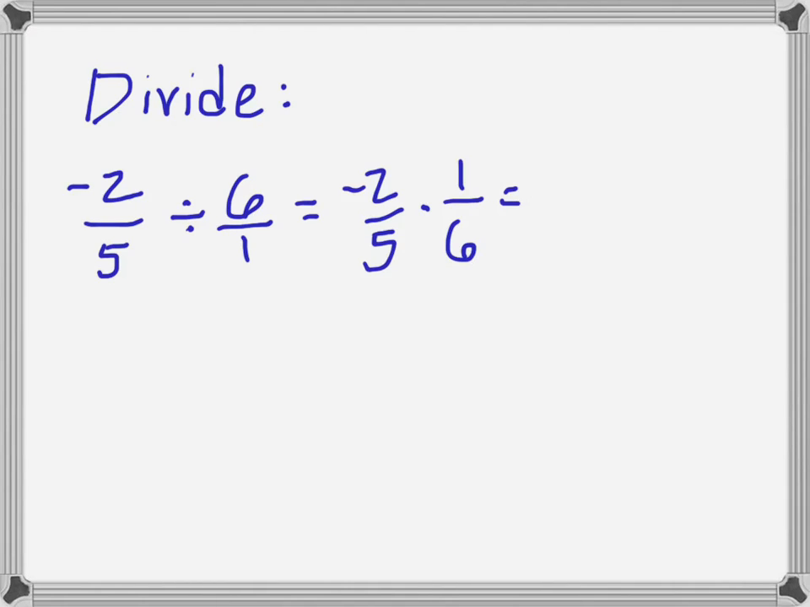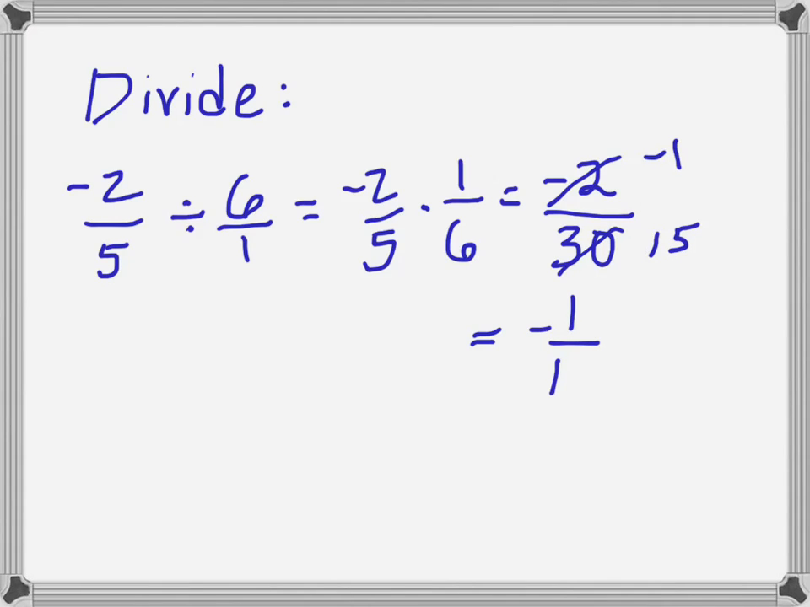Okay, and that's -2 times 1. 5 times 6 is 30. And that can be reduced, dividing the numerator by 2 and the denominator by 2. And you get -1 and 15. So the answer is -1/15.